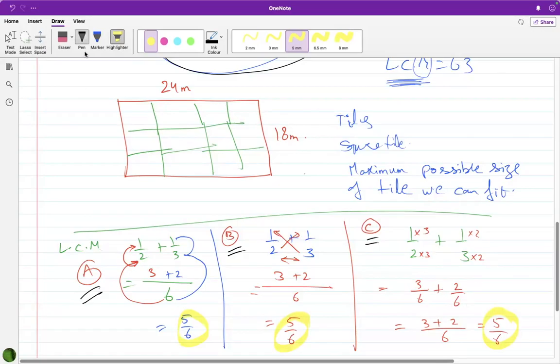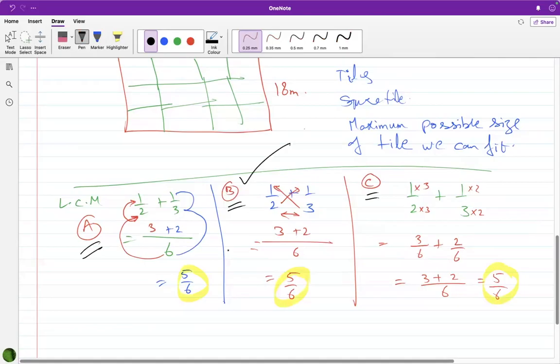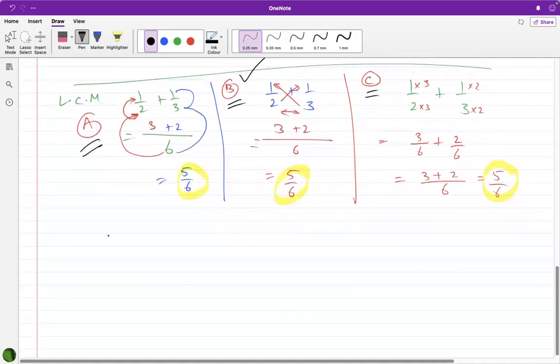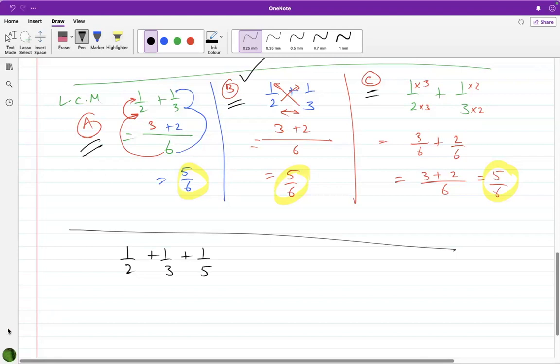Which method do you prefer? B. Method B, okay. Now I'm adding a question and I would like you to use the same method and let's see if we get the same answer. This is 1 by 2 plus 1 by 3 plus 1 by 5. Okay, I prefer method A. I would prefer method A for small questions. For small values, method B is very good. So you do it with your method, I'll do it with my method, then we'll discuss.